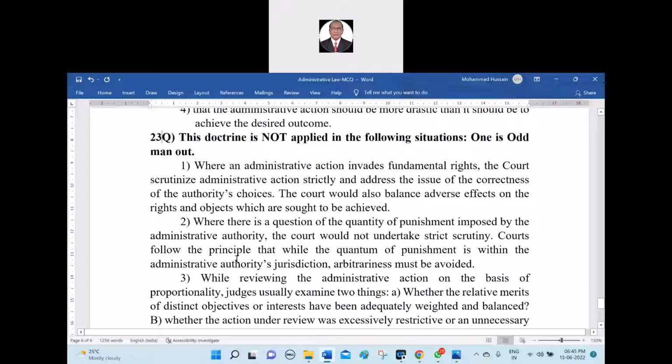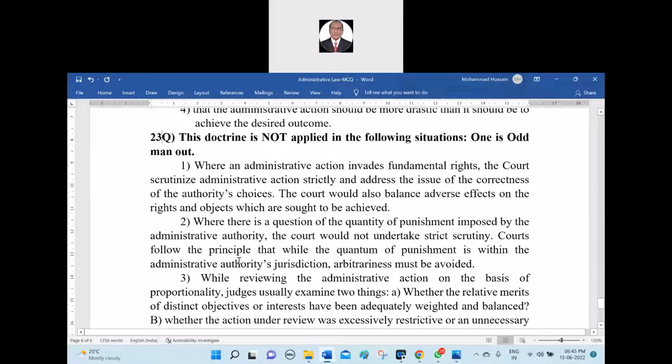Number one: where an administrative action invades the fundamental rights, the court scrutinizes the administrative action strictly and addresses the correctness of the authority's choices. The court would also balance the adverse effect on the rights and the objects sought to be achieved. Number two: where there is a question of the quantity of the punishment imposed by the administrative authority, the court would not undertake strict scrutiny.